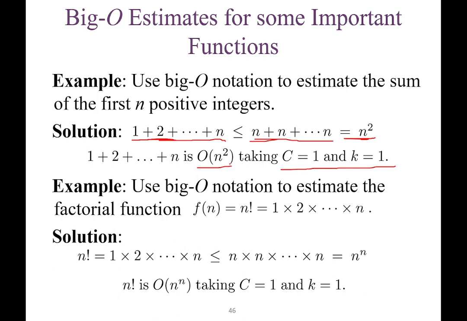Next, let's see the factorial function. Once we use 1 times 2 times 3 up to n, we can use a similar technique to replace each number by n. So we have n times n times n. There are a total of n positive integers, so it will be n to the power of n. This leads to the result: the factorial of n is big O of n to the power of n.